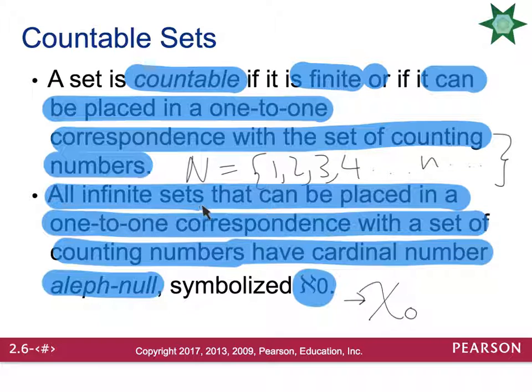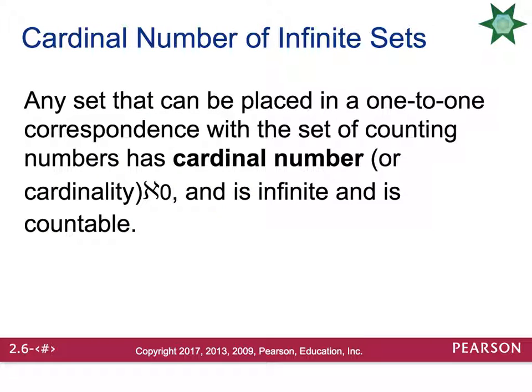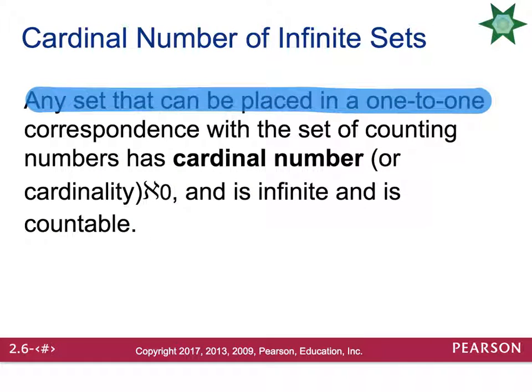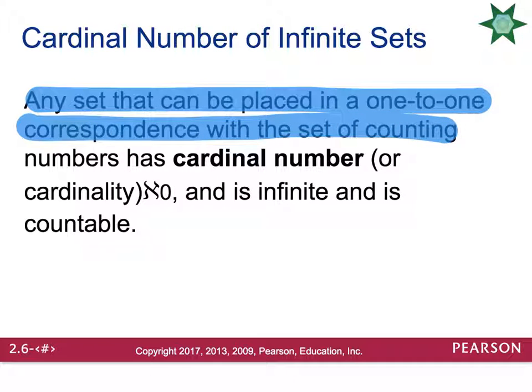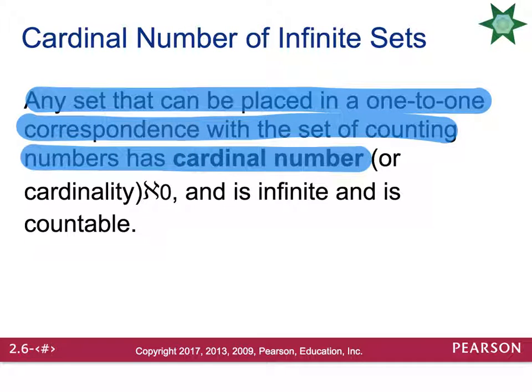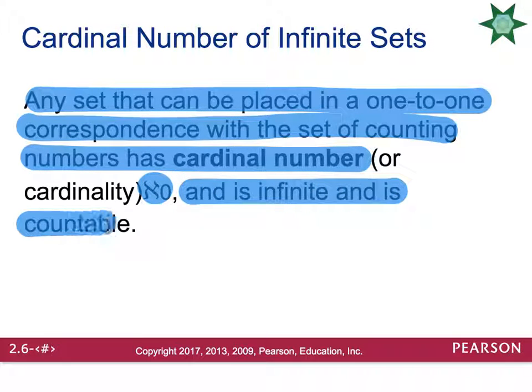So that's an infinite set. It can be placed in a one-to-one correspondence with the set of counting numbers, and it has this cardinal number, Aleph null, this x0, kind of like a cursive capital X. Any set that can be placed in a one-to-one correspondence with the set of counting numbers has cardinal number Aleph null and is infinite and is countable. So if you can take a set and place it in a one-to-one correspondence with our capital N, the set of counting numbers, then we say it has this cardinal number, Aleph null, and it's infinite and it's countable.